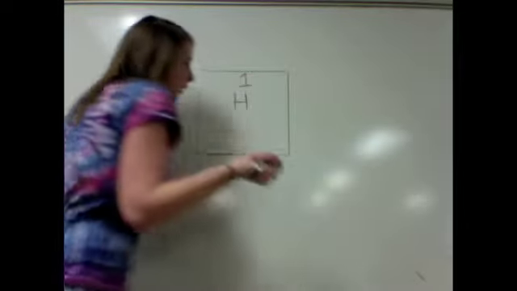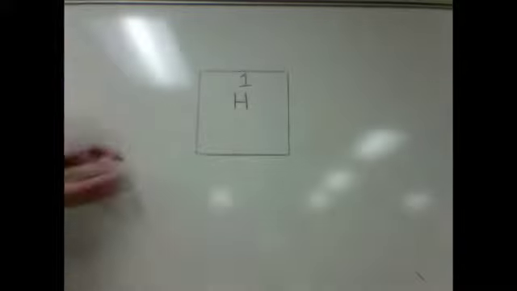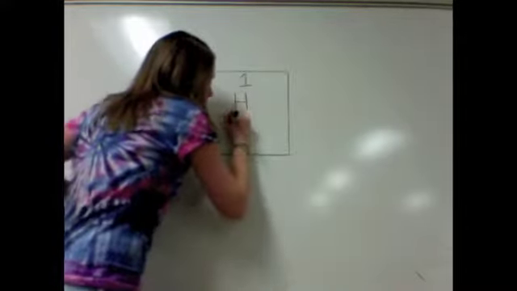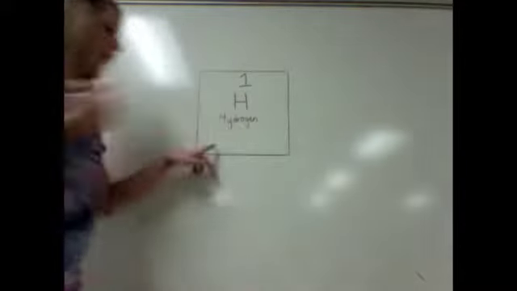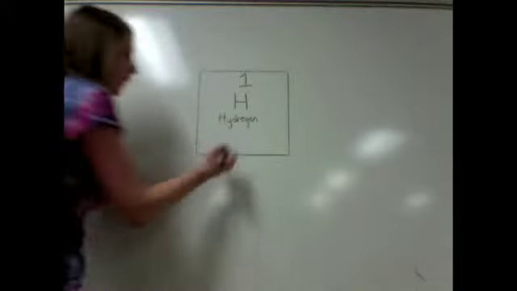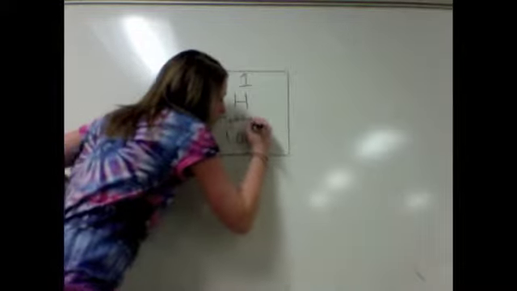Hydrogen's symbol is H, and that's what comes next. Then you write the name of the element, which is hydrogen. And then at the bottom, you put the mass. The mass of hydrogen is 1.008.